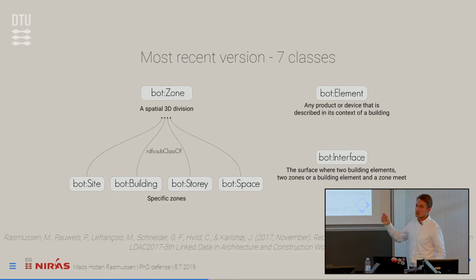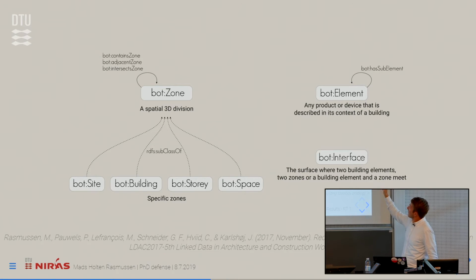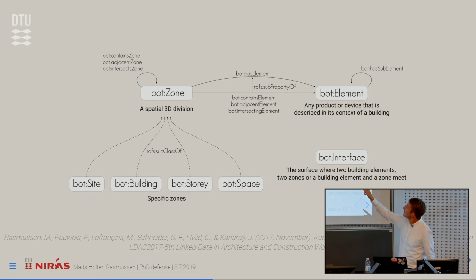And an interface, which is anytime you want to quantify the relationship between any of those. Elements can then have sub-elements. Zones can contain zones, be adjacent to zones, or intersect with zones. A zone can contain elements, it can have adjacency to elements, and it can intersect elements. And all these have a super property called has element, because sometimes it's just nice to have this simple property that you can query for. But it's not supposed to be stated explicitly.